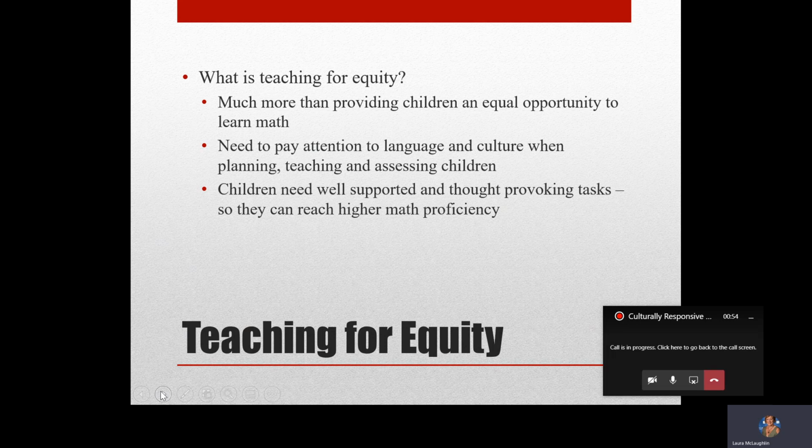It's much more important than providing children an equal opportunity to learn math. We need to pay attention to language and culture when planning, teaching, and assessing children. Children need well-supported and thought-provoking tasks so that they can reach higher math proficiency.